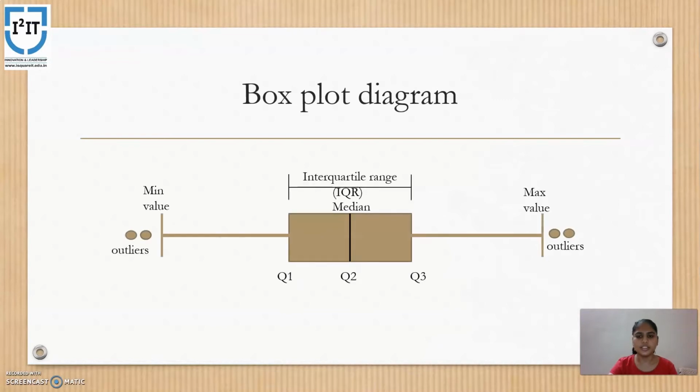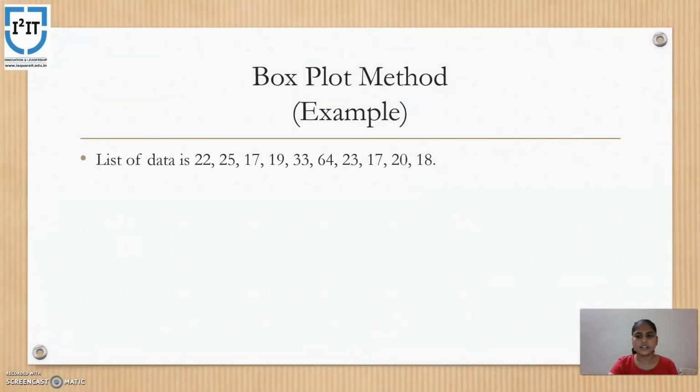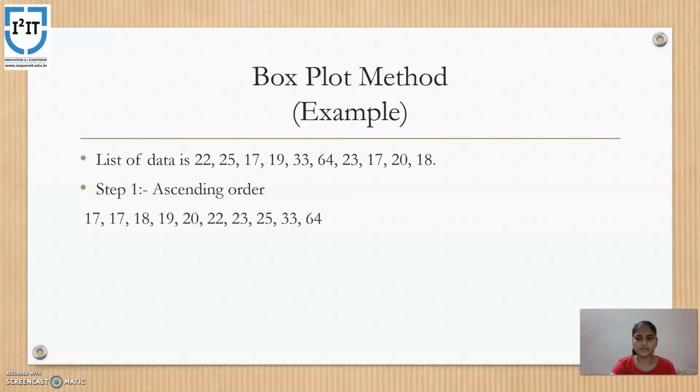So this is the diagram which looks like a box plot diagram. But how can we design it with a given set of data? Let's take an example and understand this. So this is the list of data, and we have to design these elements using the box plot method. The first step is to order all these elements in ascending order. Here I ordered all these elements in ascending order.